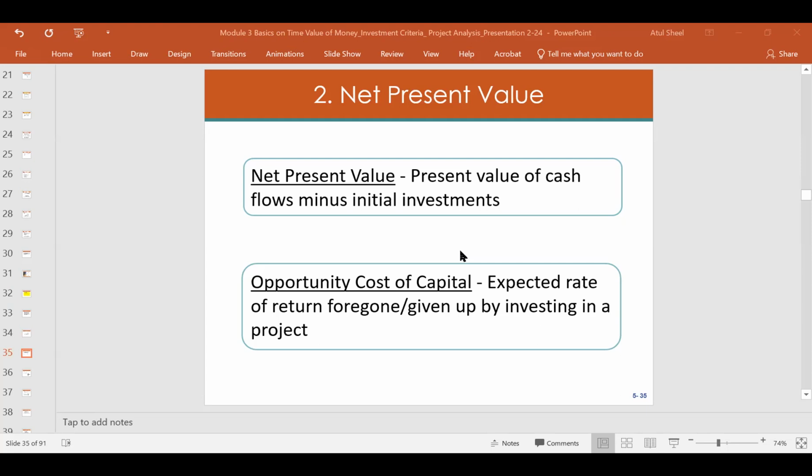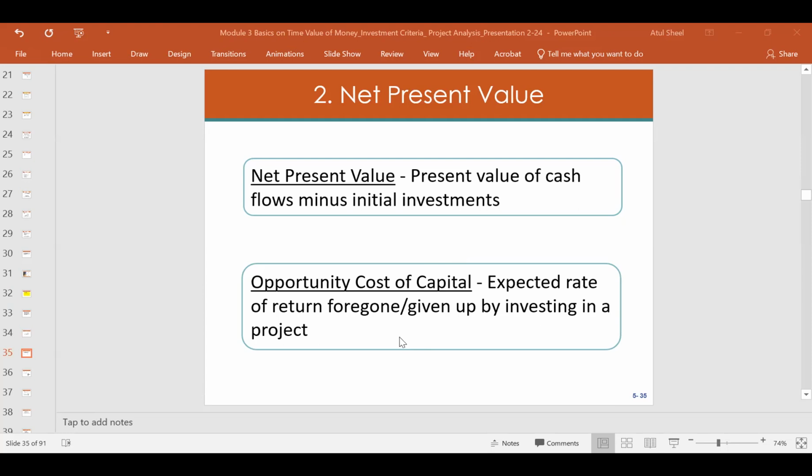You are investing X amount of dollars for something. Let us say for your MBA, what is it worth outside? If you took the same money and invested outside, how much would you get? That is the opportunity cost of investing here. Same thing over here. When you're investing some money in your company, what would you have gotten if you took that money and invested it somewhere else, in the same risk class? And that you will see is different for different kinds of firms, different industry groups. The opportunity cost of capital depends upon the risk. So it is the expected rate of return foregone, given up by investing in a project.